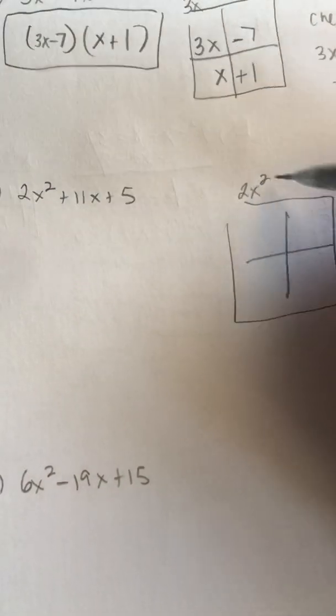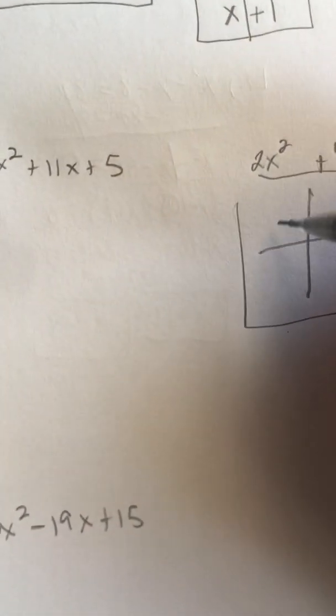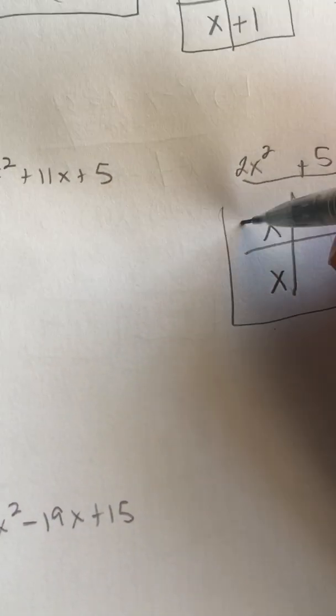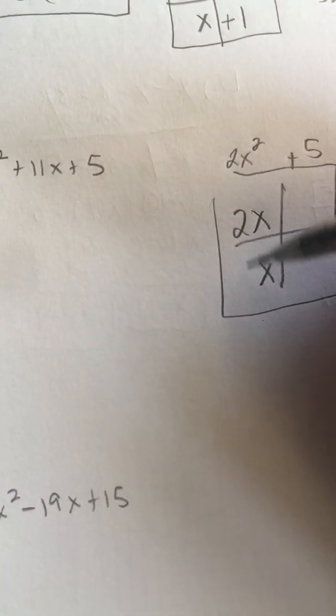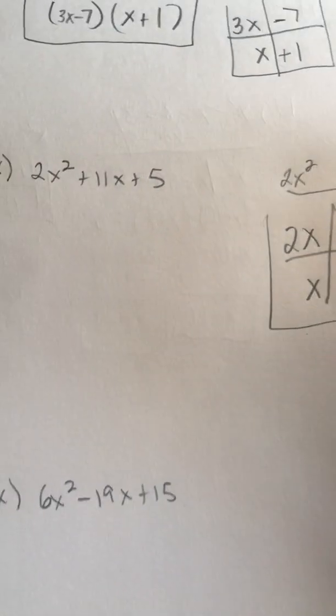2x squared and plus 5. Here's the new piece. I have a 2 here, so it's not just x and x. I need to also put numbers that are going to multiply to give us a 2, which is 2 and 1. Write it if it helps. 2x times x is 2x squared.